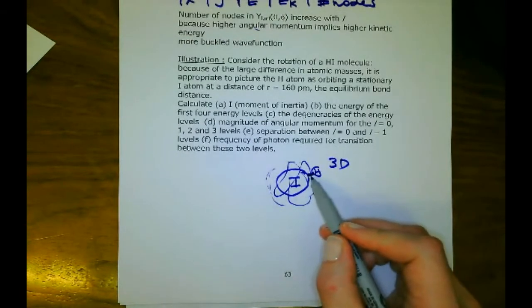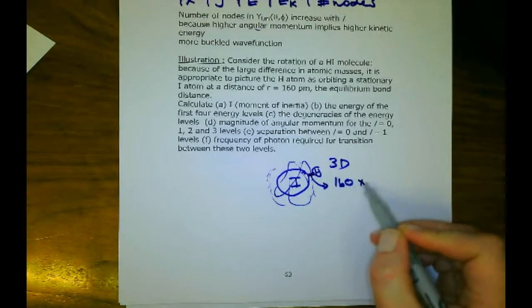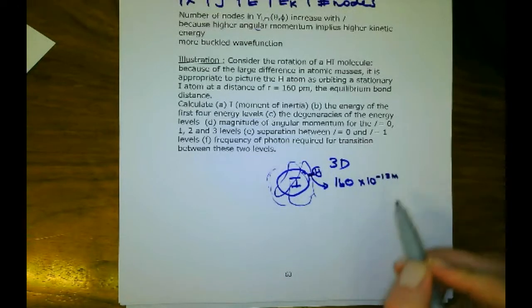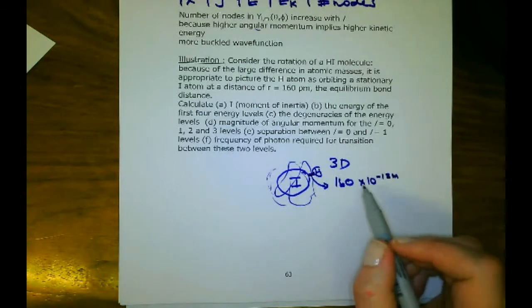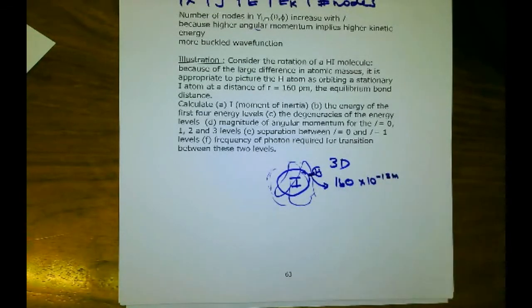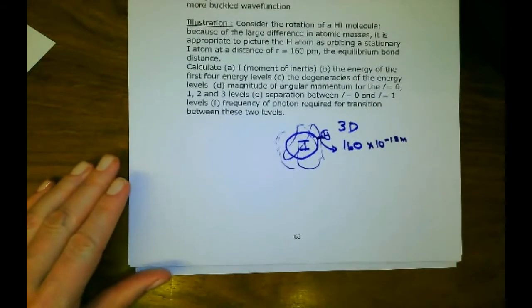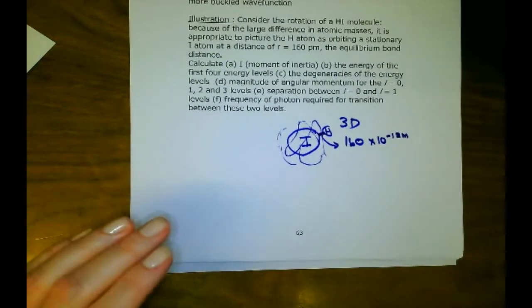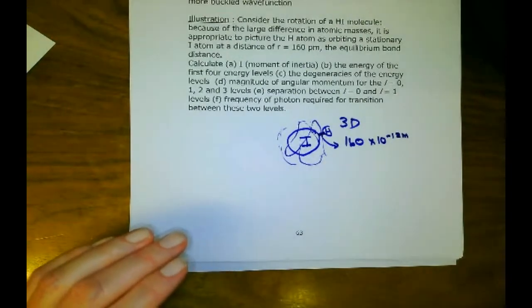The distance, this radius, is equal to 160 picometers, 10 to the minus 12 meters, which is the equilibrium bond length. The first part of the question asks us to calculate the moment of inertia of the system. So we have all the information that we need.